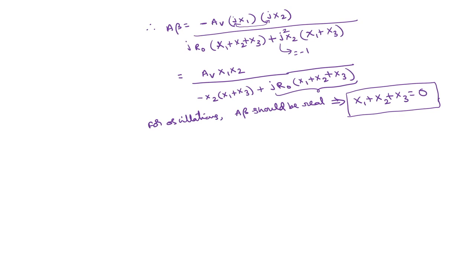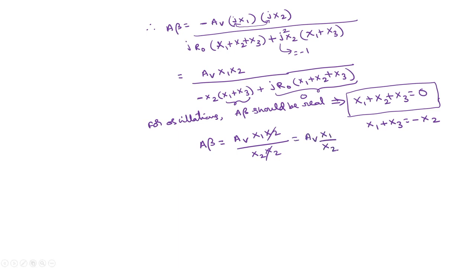If X1 plus X2 plus X3 is 0, what happens to A beta? This term becomes 0. And what is X1 plus X3 from this? X1 plus X3 will be minus X2. If I substitute this minus X2, minus minus becomes plus. So A beta is equal to AV into X1, X2 divided by X2 into minus X2, becomes plus X2. This X2, X2 will get cancelled. We will get this equal to AV into X1 by X2.